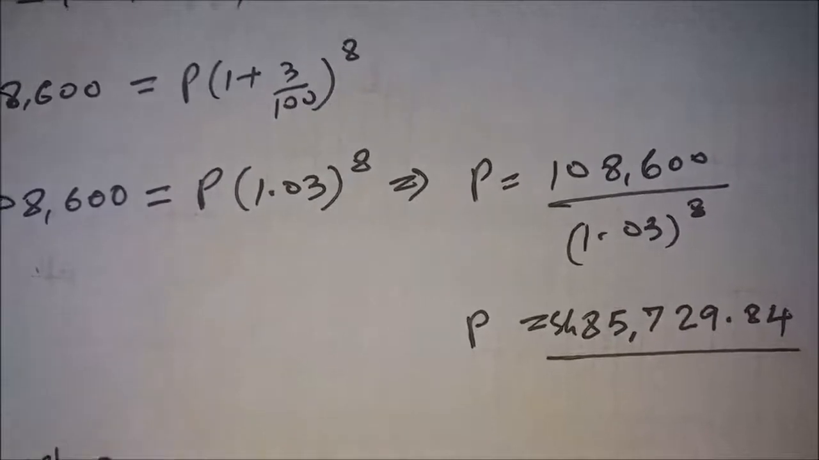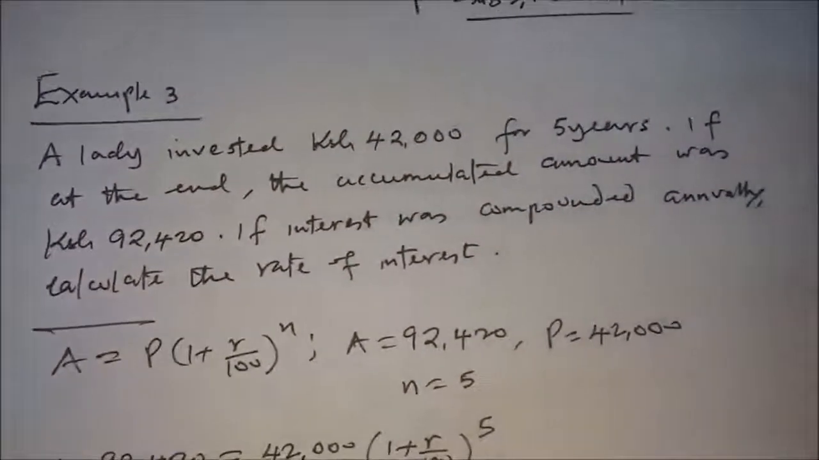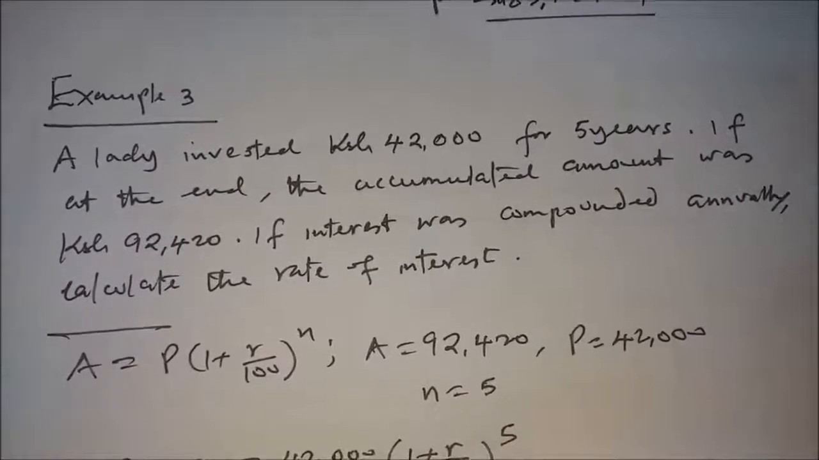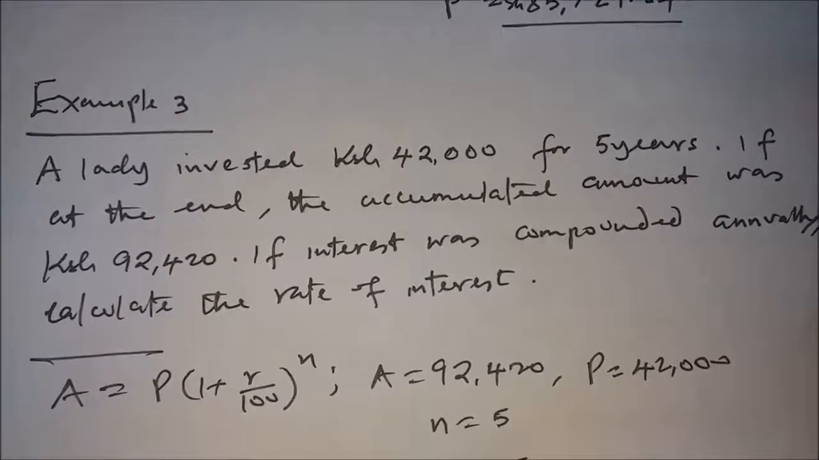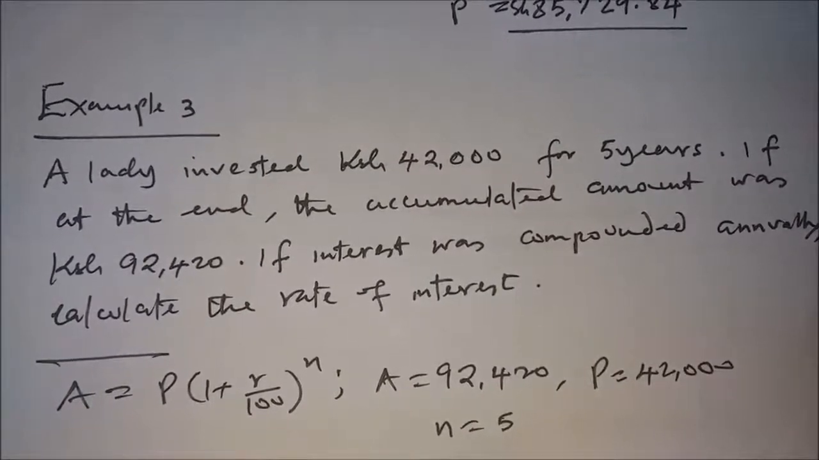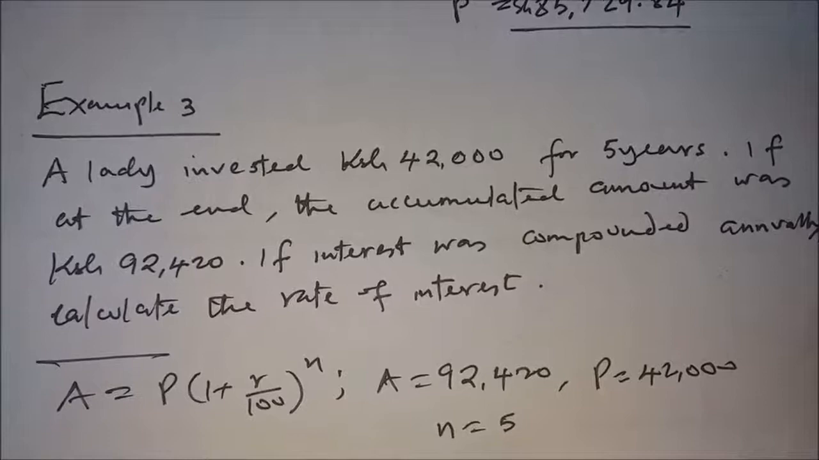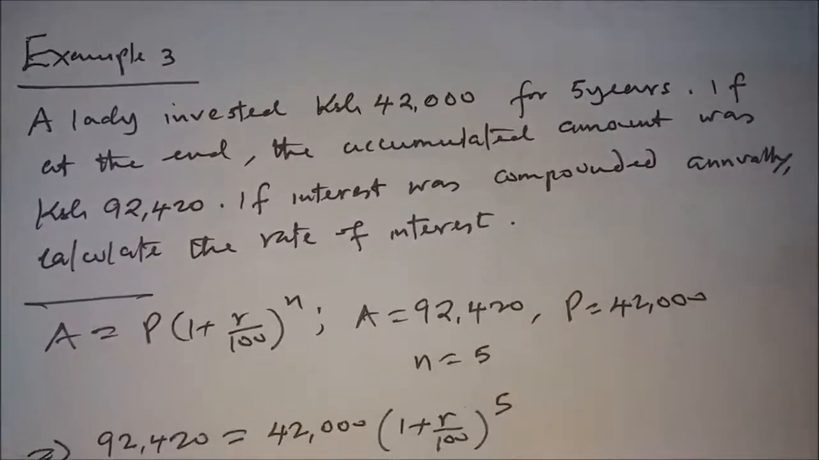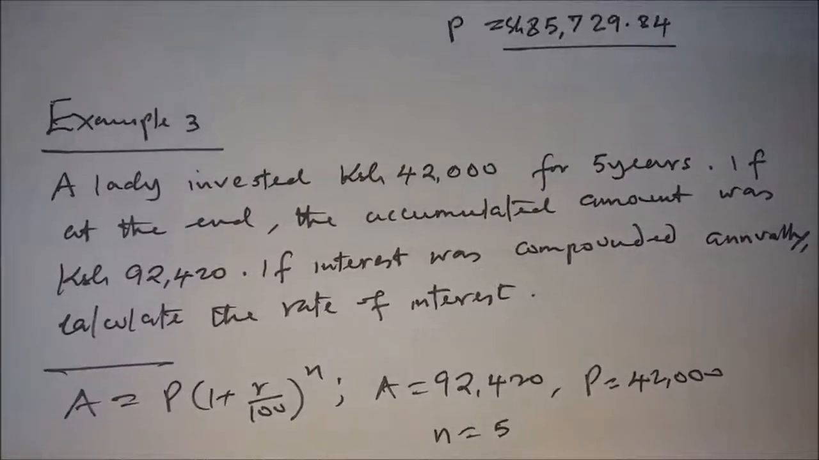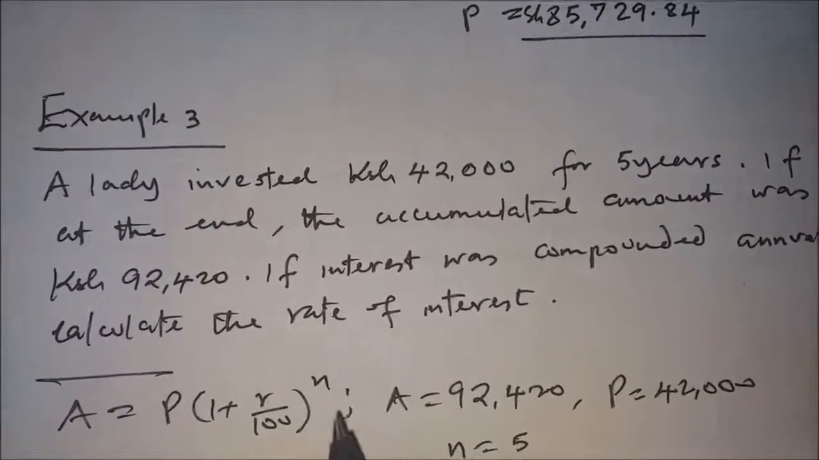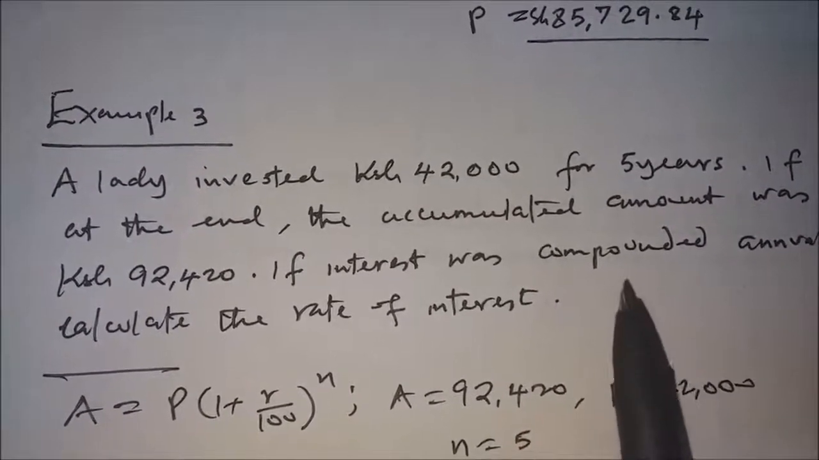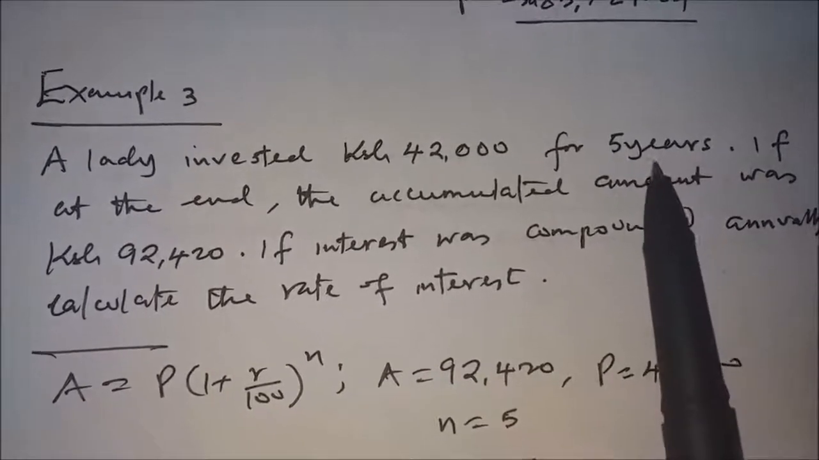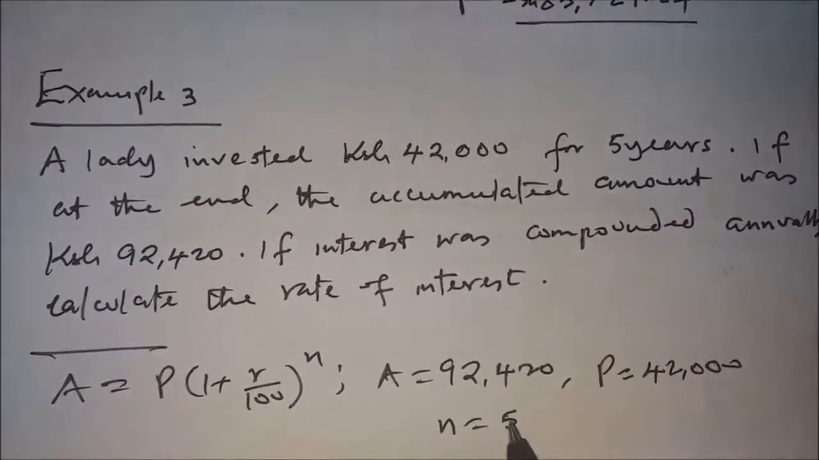Right. The next example is here, where a lady invested 42,000 for 5 years. If at the end the accumulated amount was Kenya shillings 92,420, and interest was compounded annually, calculate the rate. So in this question, we are given the amount, we are given the principal, and interest is compounded annually. So in 5 years, we will have 5 interest periods.